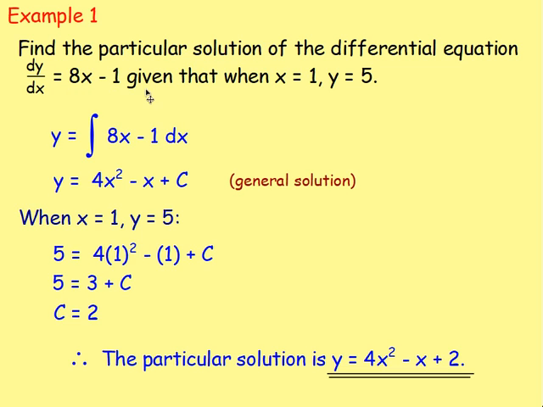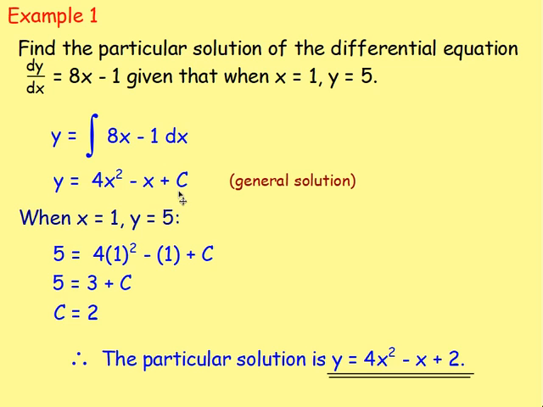Find the particular solution of the differential equation dy by dx equals 8x minus 1, given that when x is 1, y is 5. The first thing you want to do to go back to y is integrate. So integrate the right hand side. Integrating 8x minus 1 will give you 4x squared minus x, and remember your plus c!